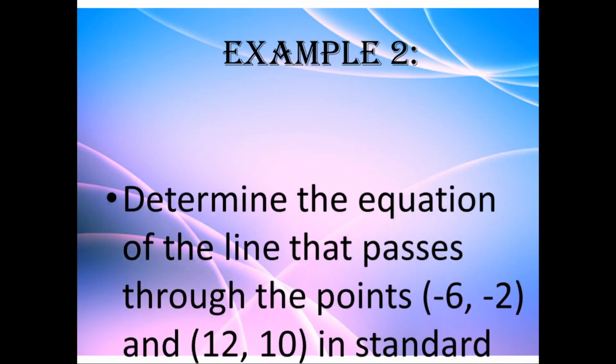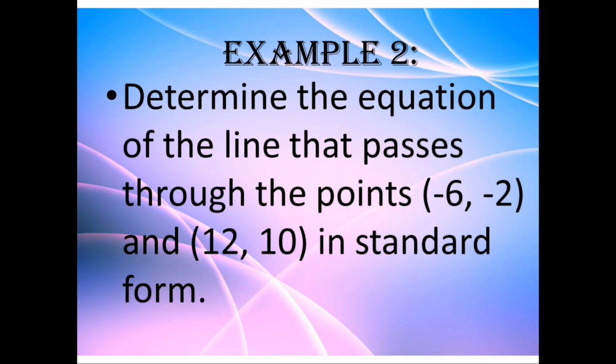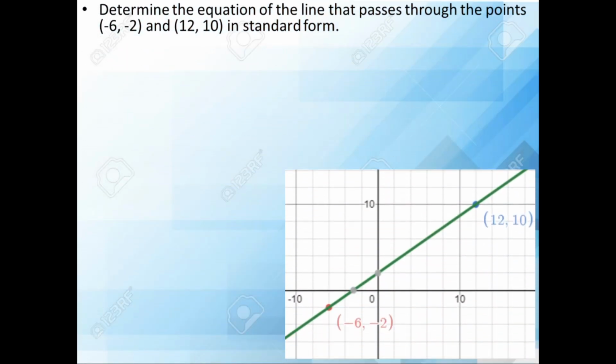Our second example. Determine the equation of the line that passes through the points (-6, -2) and (12, 10) in standard form. So we begin by drawing a little sketch. Our point (12, 10) is here in quadrant 1, and our point (-6, -2) is in quadrant 3. Looking at our sketch, we see our line is sloping upwards, so that means that the gradient of this line is a positive number.